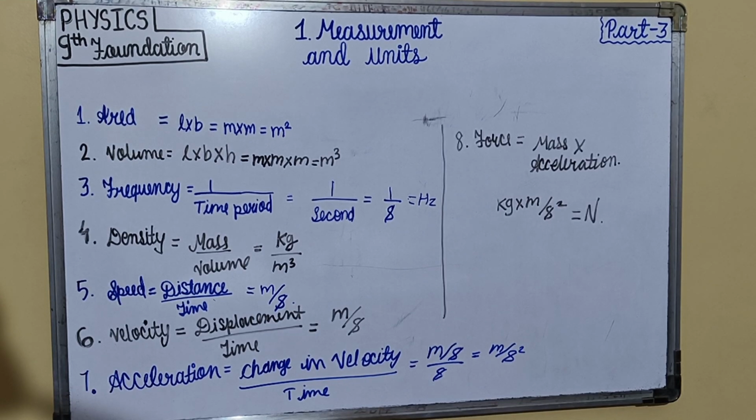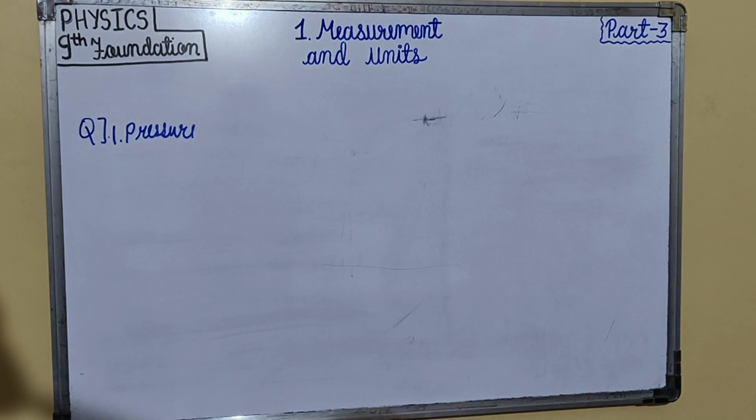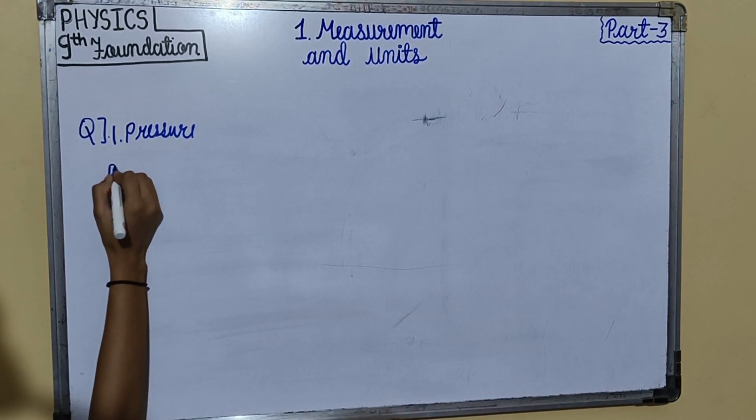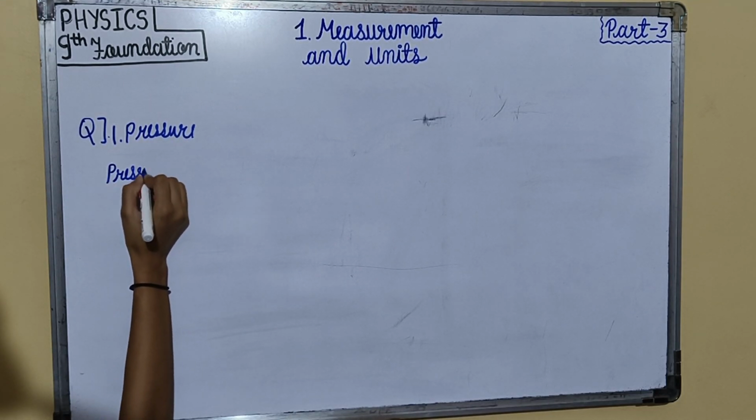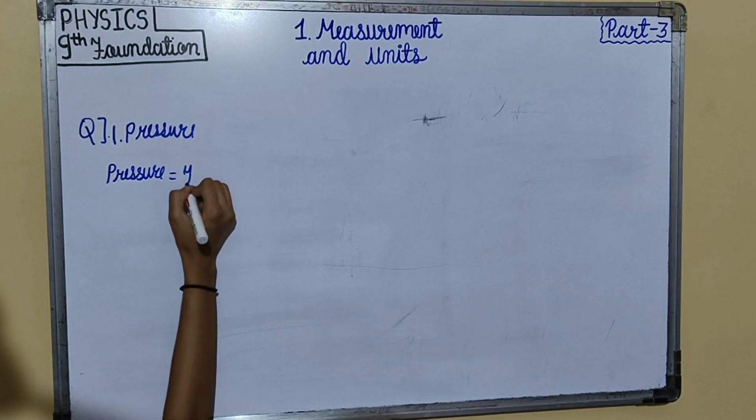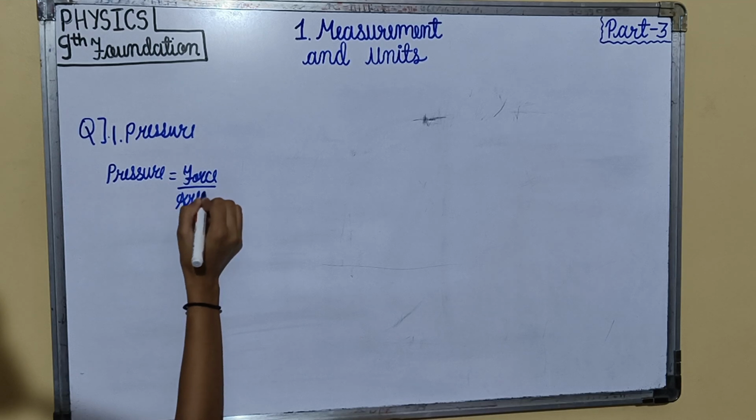Now we'll solve a question based on this topic. Remember these quantities. In this question, we have to find the SI units of some derived quantities. First one is pressure, and the formula of pressure is force upon area. As a hint, it is given. Pressure is equal to force upon area.